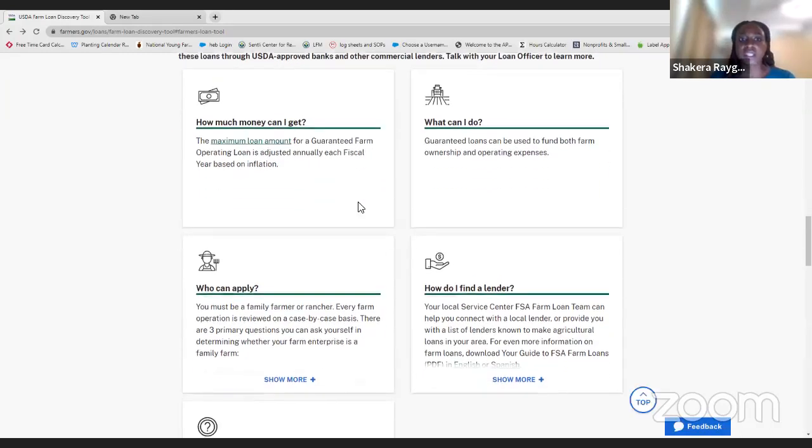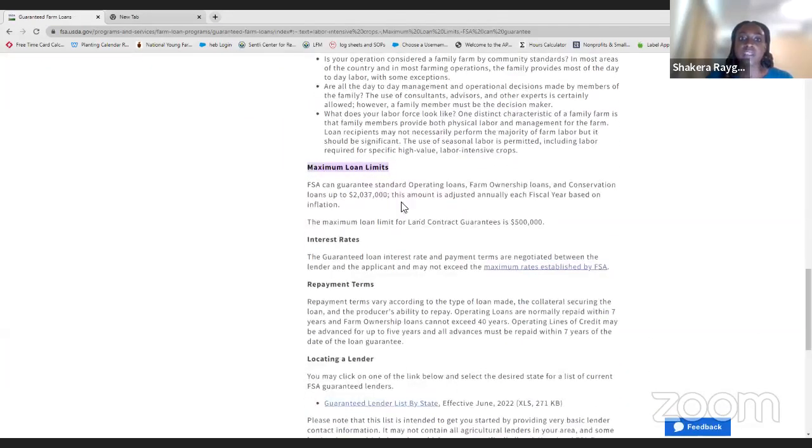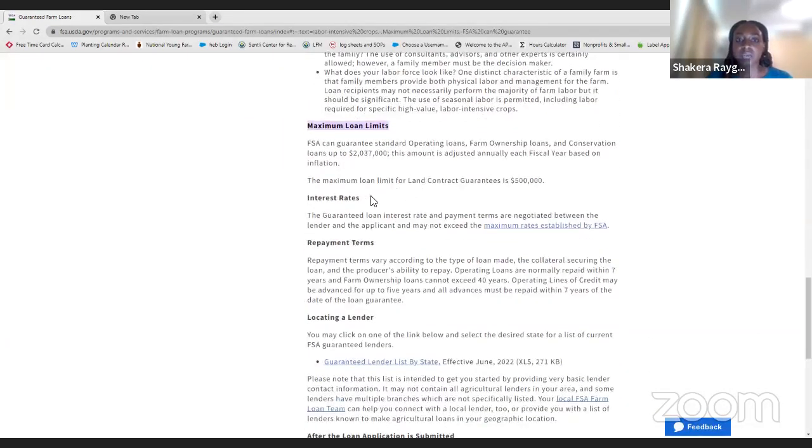So how much can I get? These loan amounts are changing all the time, and they are indexed based on the inflation or other interest rates at the time. So right now, I believe you can borrow up to $2 million. So these are going up. This is a change that was noted in the last year. Before it was at 1.85. So if you want to know how much you can borrow, just reference back to this site. This is the FSA USDA.gov site. So you can borrow up to $2,037,000 through the guaranteed loans.